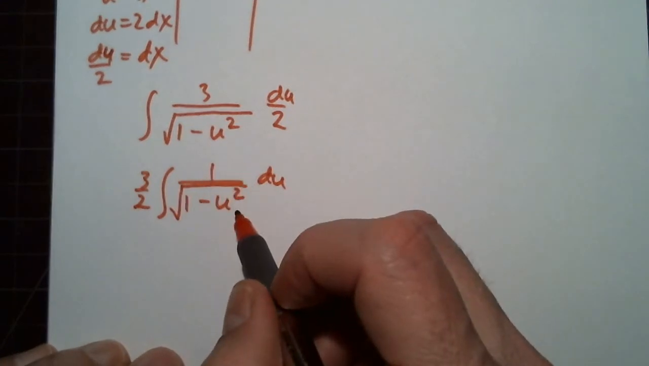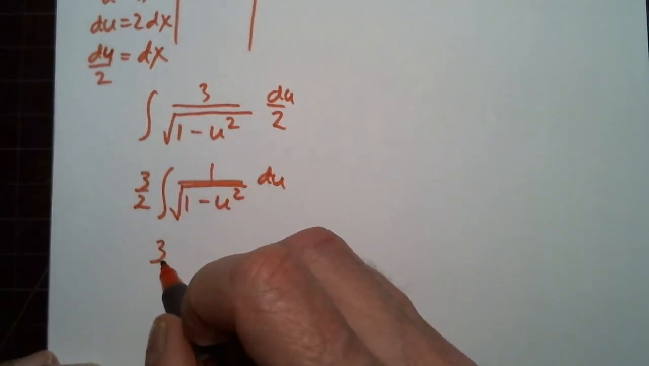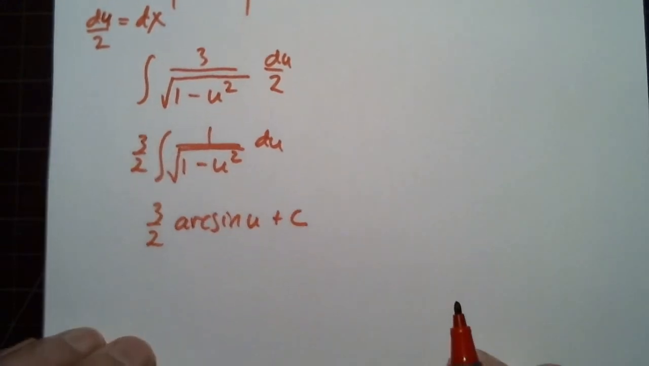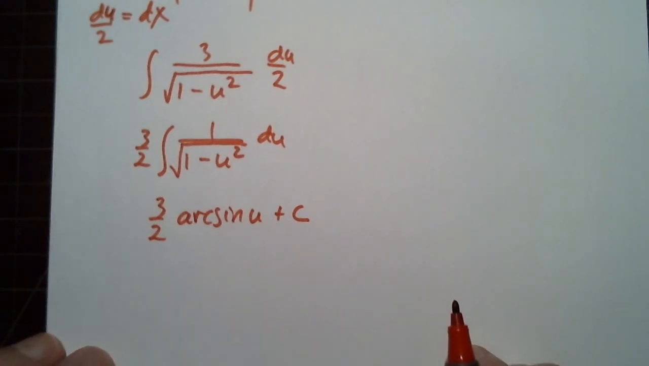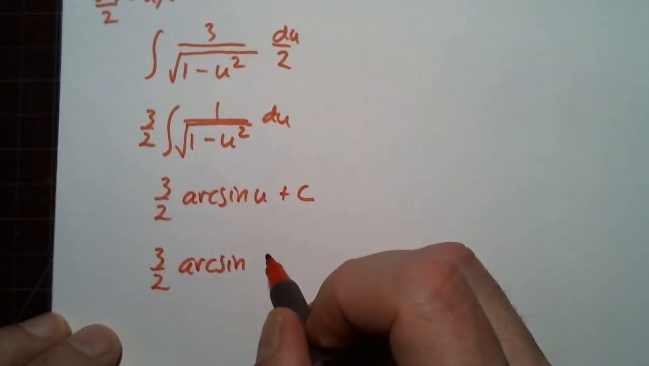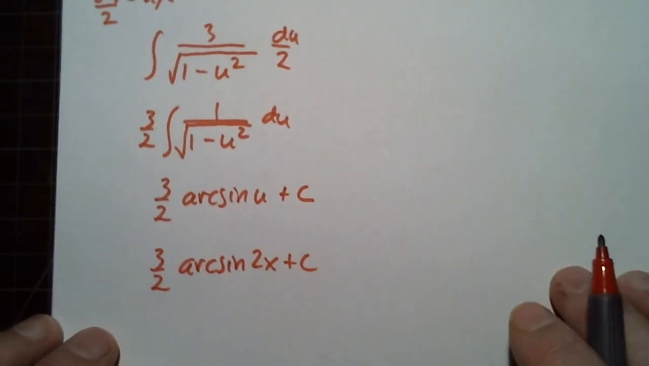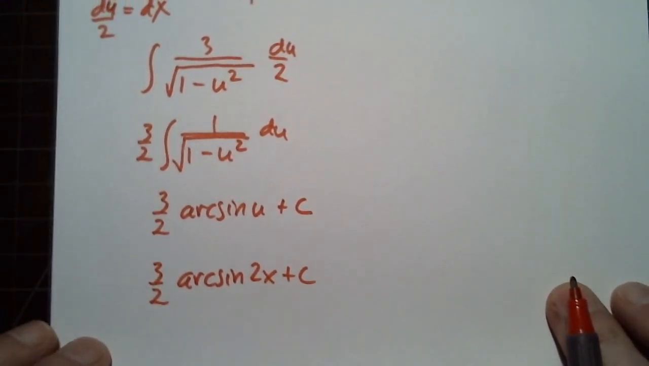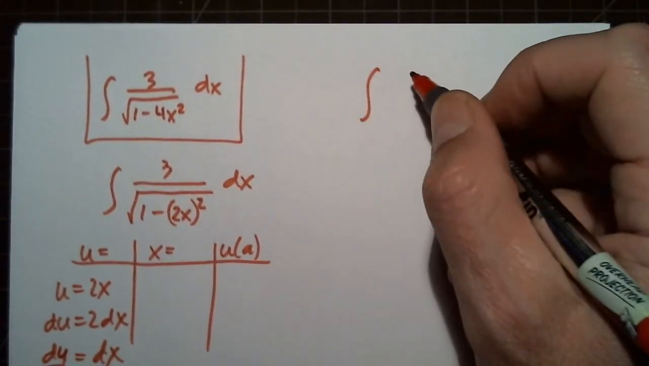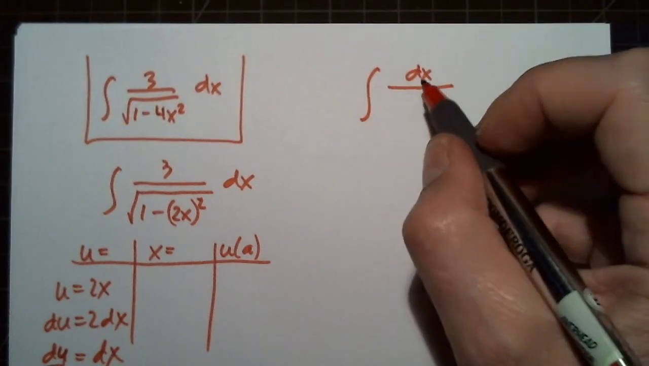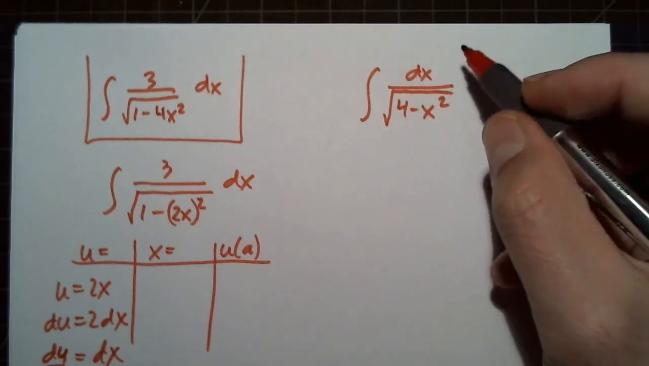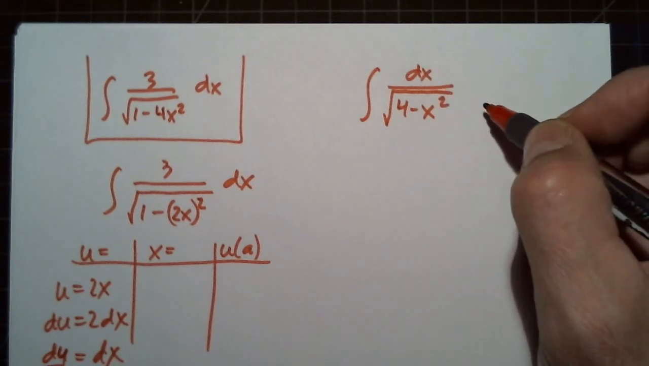So now the antiderivative is arcsine of u. We have 3 over 2 arcsine u plus c, and we know u is 2x. 3 over 2 arcsine 2x plus c. So the dx could be on the top, or it could be at the end, and that could be a 1.